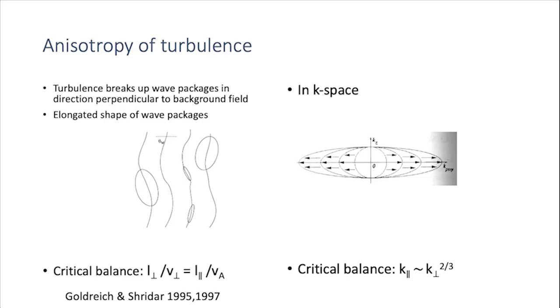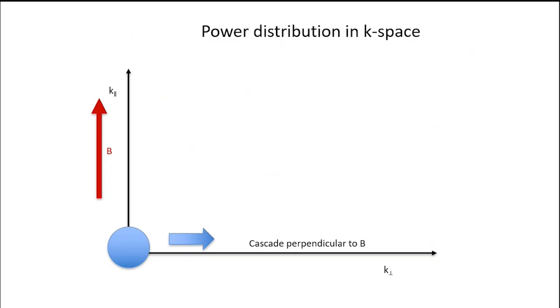And the critical balance translates to Fourier space in this expression. This is probably how the critical balance is mostly known. And now this is important because it tells us how K space is populated with energy. And this is K perpendicular. This is K parallel, always parallel to the background magnetic field.